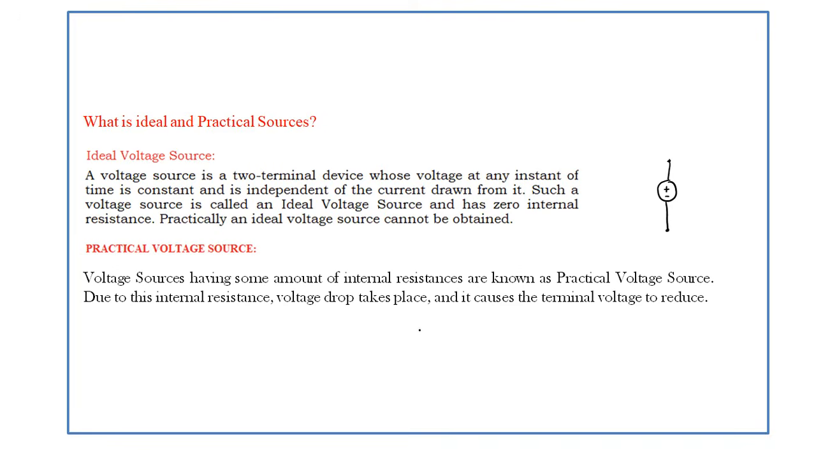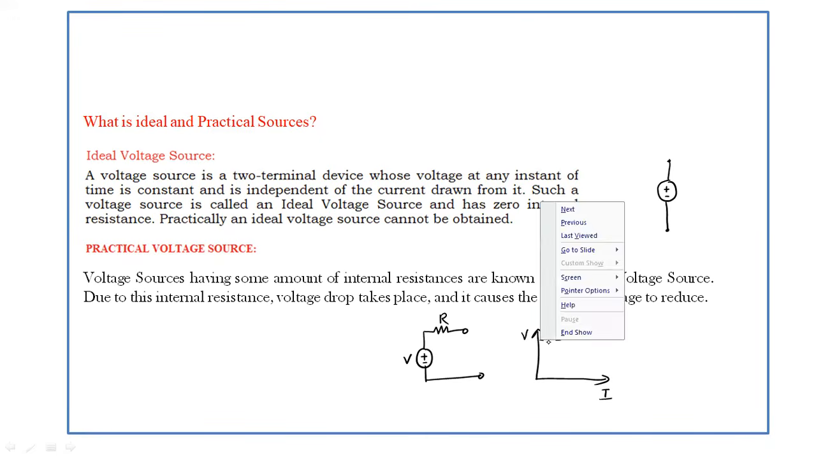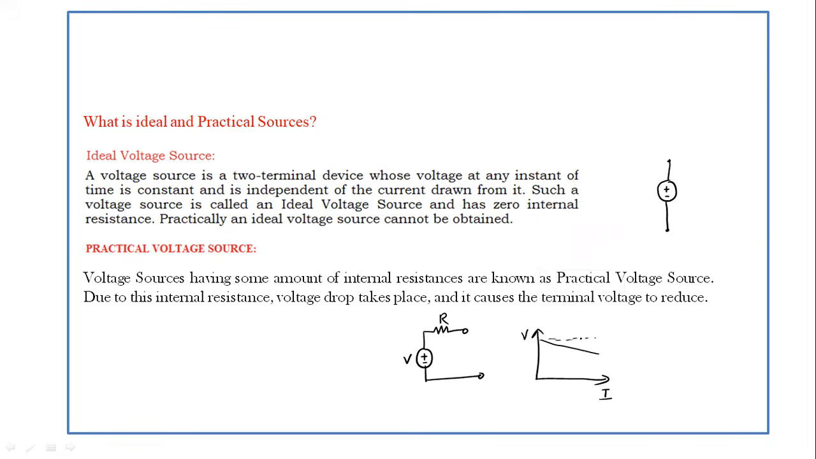In the practical voltage source, there is a voltage source connected in series with a resistor. Because of this resistor, there is a voltage drop. If we draw the characteristics, in the practical voltage source, there is a change in the current, but there is a slight decrease in the voltage. Instead of staying constant, there is a voltage drop because of this internal resistance.